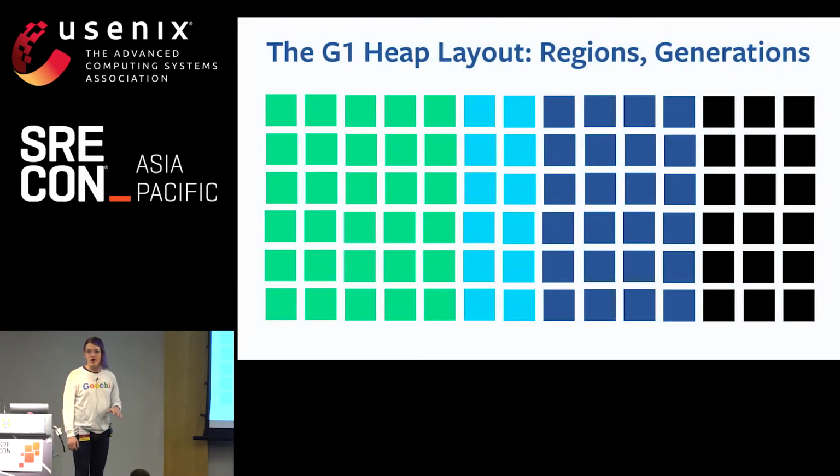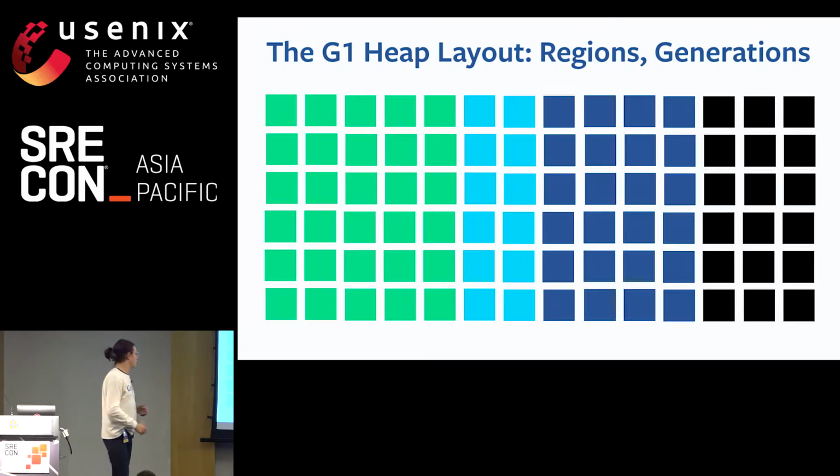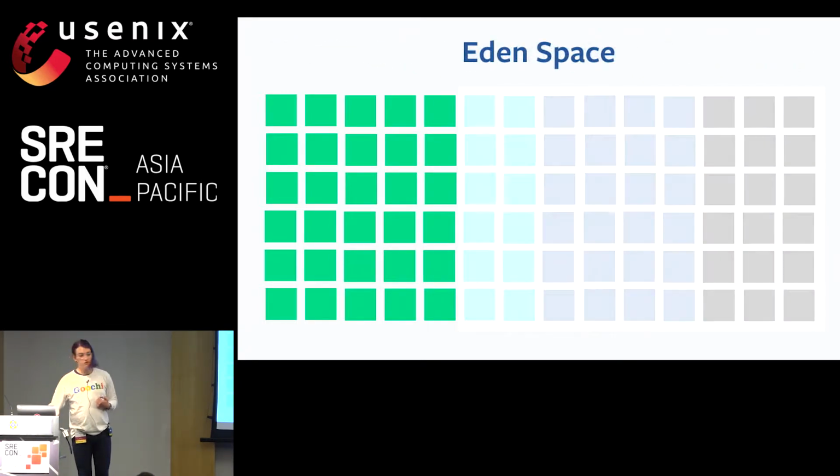So we're going to start with, if we think of computers as we have data and then algorithms that act on them, we're going to start by talking about the heap and its layout, and then the cycle of a GC life cycle. So the first part of the G1 is we have Eden space. This is kind of what it sounds like. Eden is where all new objects get allocated.